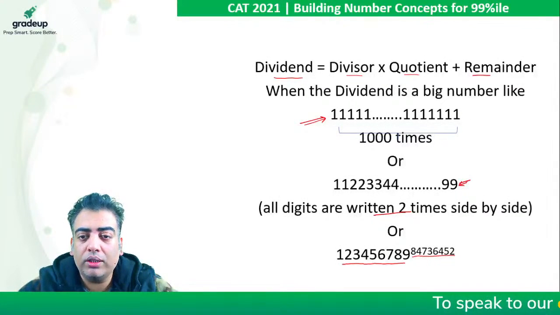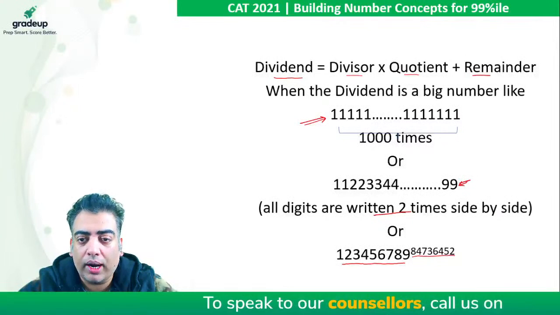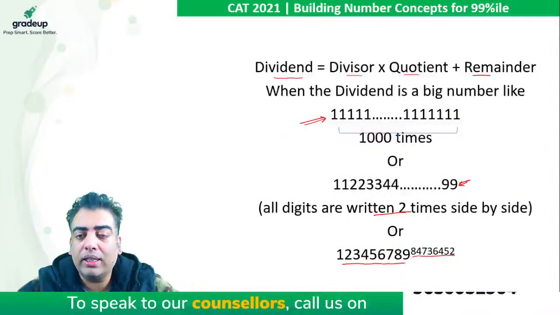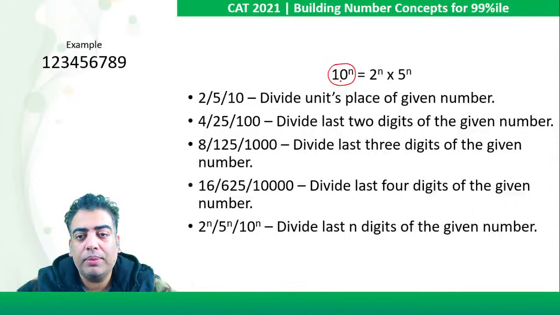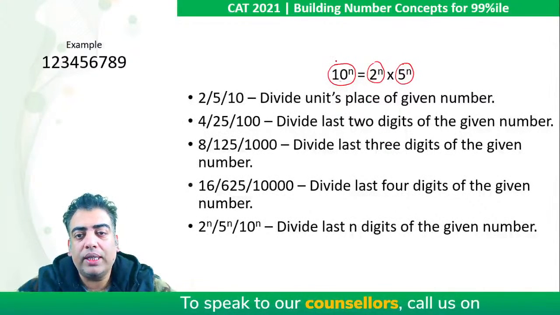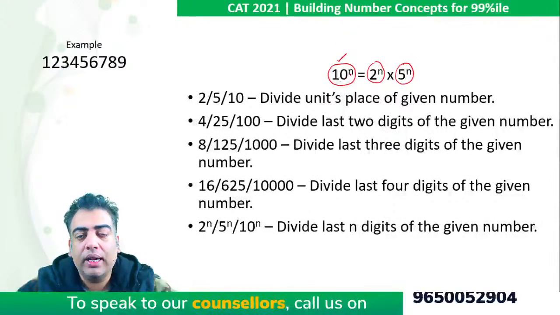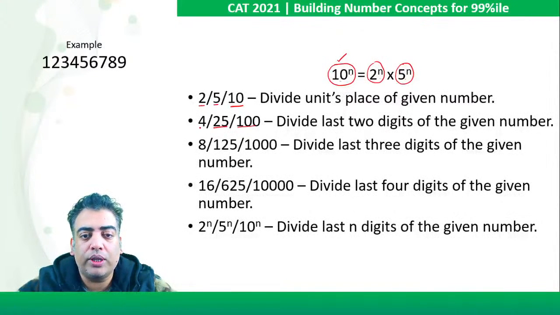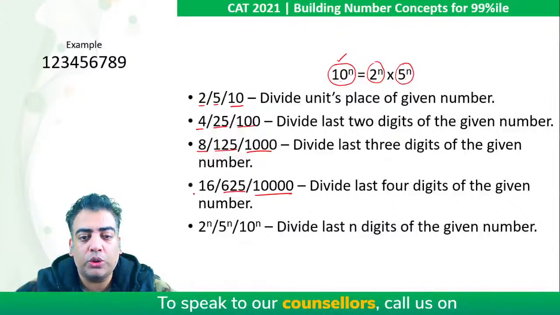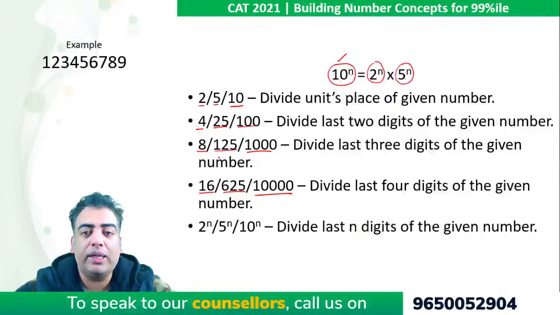First of all, we should know what divisibility rules are required for CAT and other MBA entrance exams. So let's talk about numbers which are of the form 10 raised to power n. 10 can be written as 2 into 5, so it is 2 raised to power n into 5 raised to power n. Whatever is the divisibility rule for 10 raised to power n, it is applicable for the same powers of 2 and 5. Like the divisibility rule of 10, 5 and 2 is the same. 10 square, 5 square, 2 square is the same. 10 cube, 5 cube, 2 cube, 10 raised to power 4, 5 raised to power 4, 2 raised to power 4, their divisibility rules are the same.